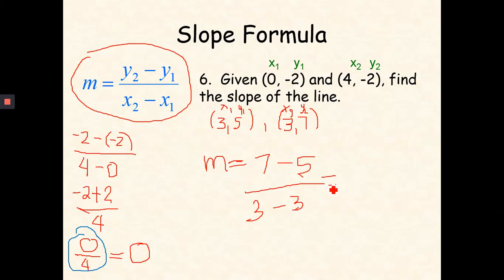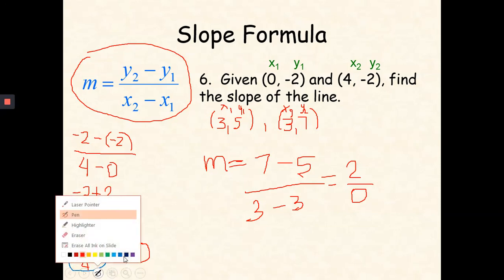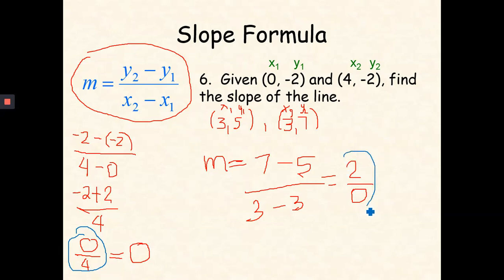Okay? Let us now subtract. 7 minus 5, that is 2. 3 minus 3, that is 0. Okay, this time, where is the location of your 0? It is on the denominator. Okay, if this will be the case, if your 0 is on the denominator, then your slope will be undefined. Okay? Can you see now the difference?